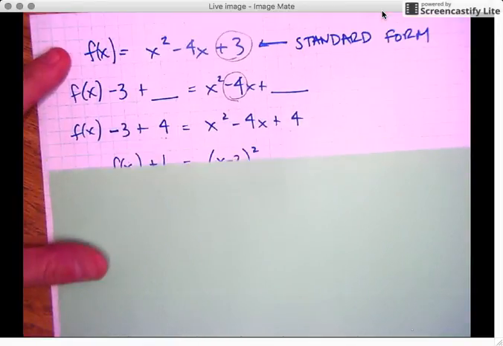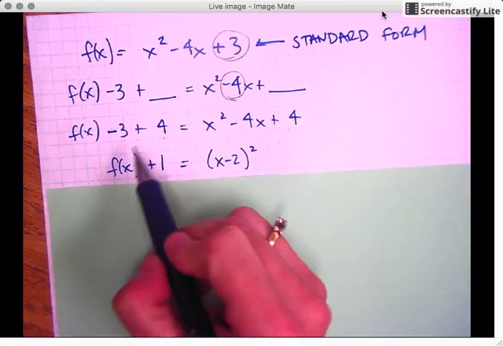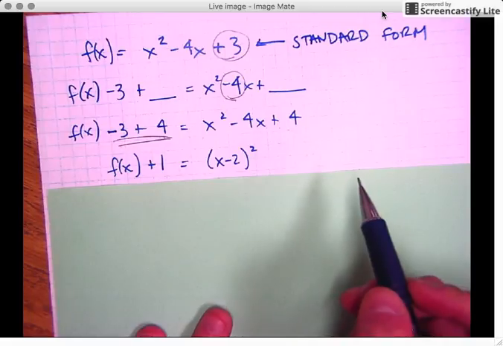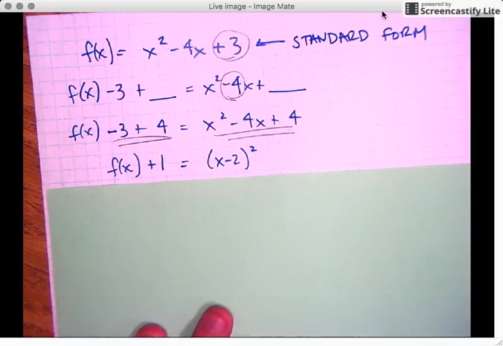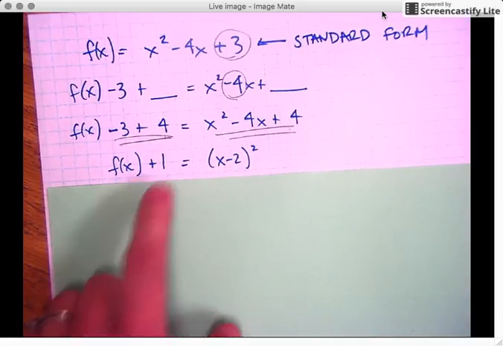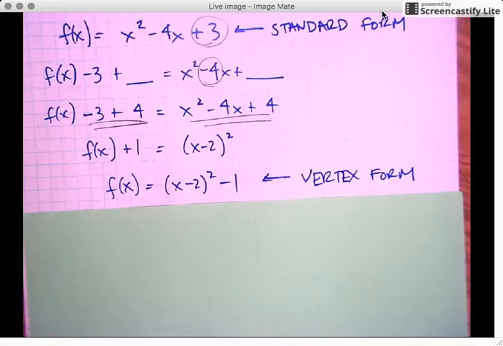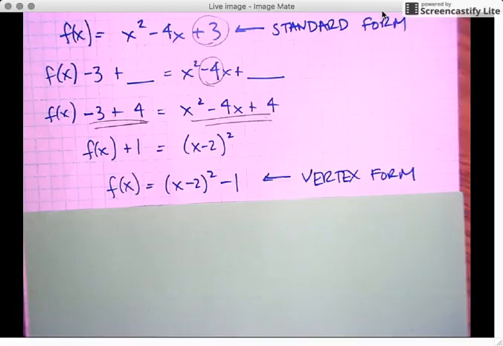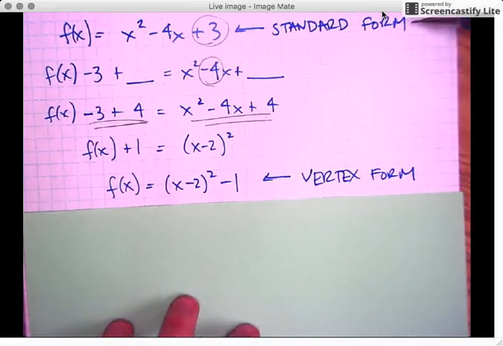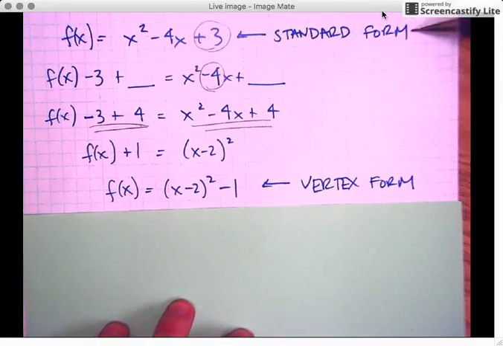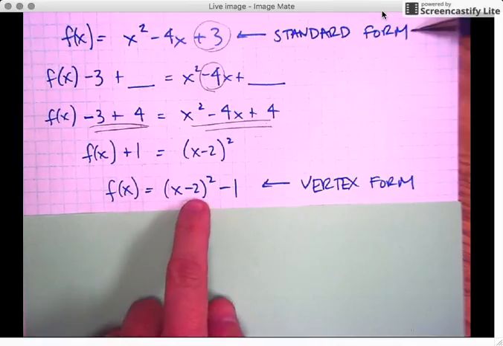And just as before, one side gets simplified and the other side gets factored. And then when you move that one back to the other side, you have now changed it into vertex form. Okay, it's the exact same parabola, it's just a different form, but it definitely has its benefits. So I'm going to graph the parabola from standard form, and I'm going to show you how you can tell what the vertex is from this equation.